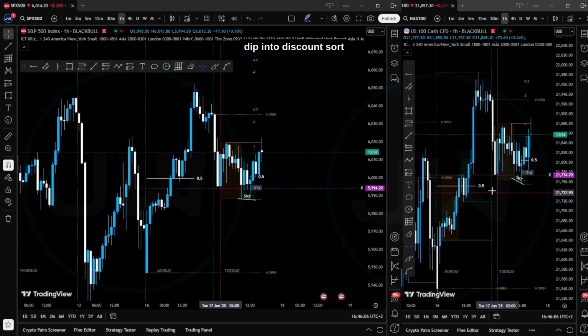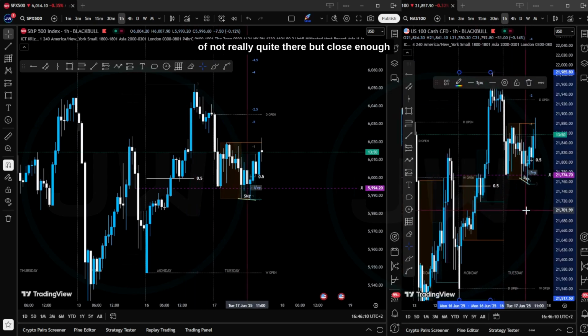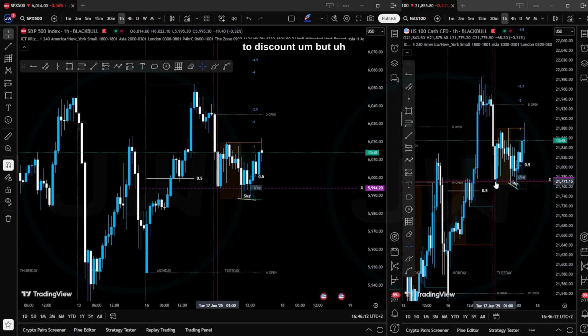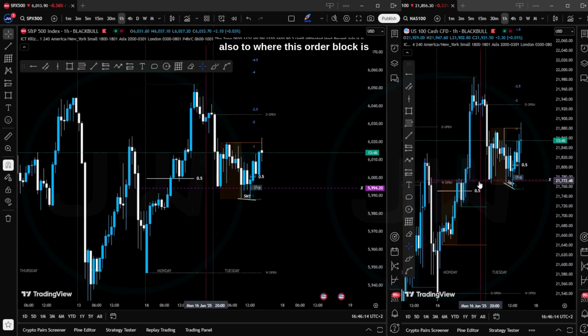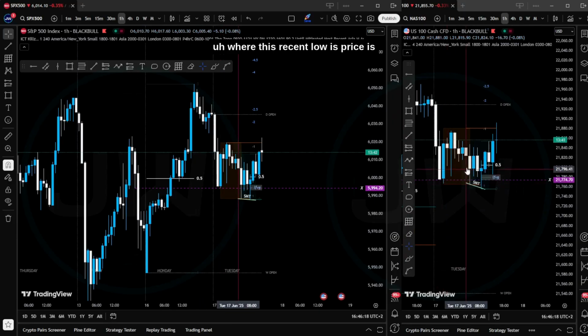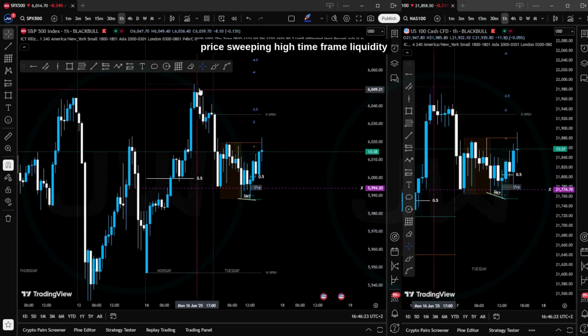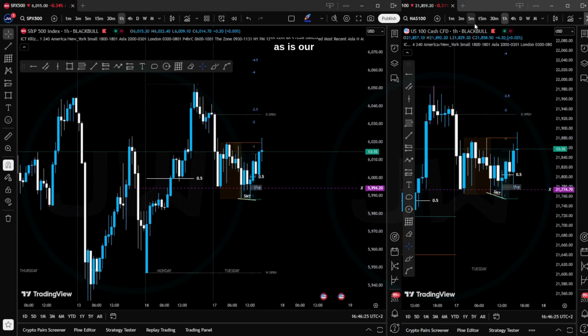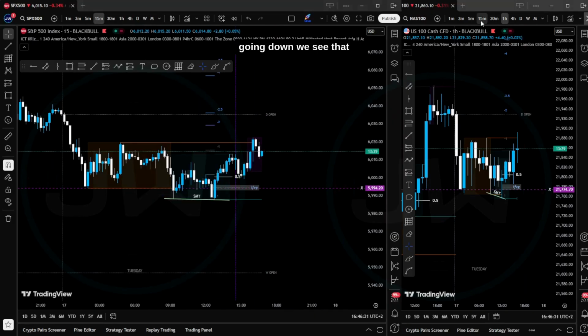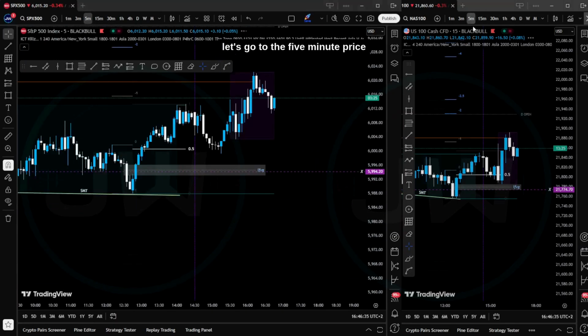Price dipping into discount, sort of, not really quite there, but close enough to discount, and also to where this order block is, where this recent low is. Price is basically sweeping liquidity. That's the point I'm trying to make. Price sweeping high time frame liquidity, as is our strategy. And then going down, let's go to the 5-minute.